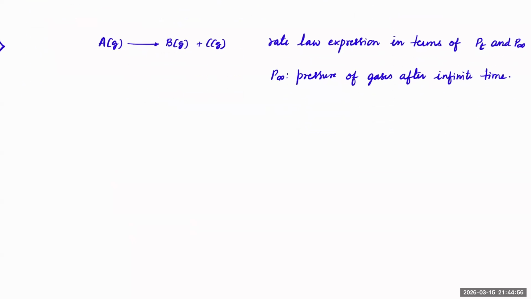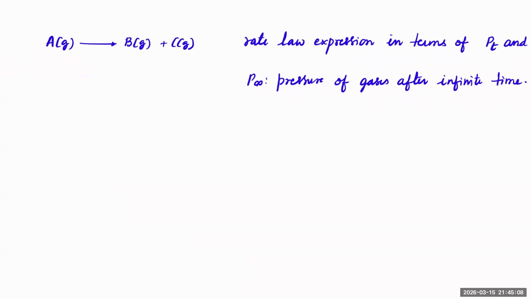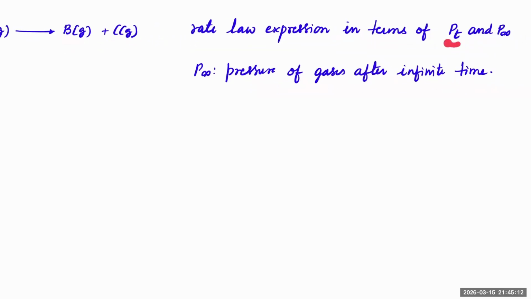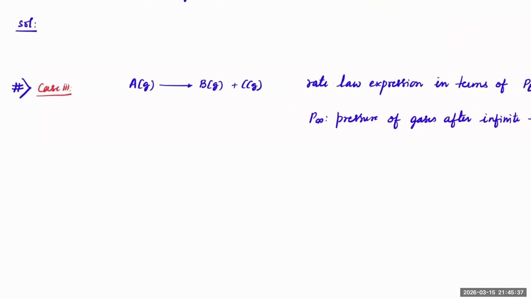See, this is the third case, where we have A giving B and C, but this time I have to express the rate law in terms of total pressure after some time T and P infinity. Infinity means after the completion of the reactant. After the completion of the reactant, how much is the pressure which is present? So you can see at time t equal to 0, the initial pressure is P naught, correct? And at time t equal to t, this has become P naught minus P, P and P. At time t equal to infinity, this will not be present anymore. This will become P naught and P naught.